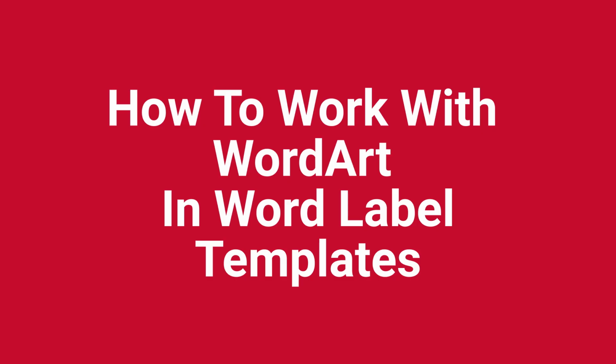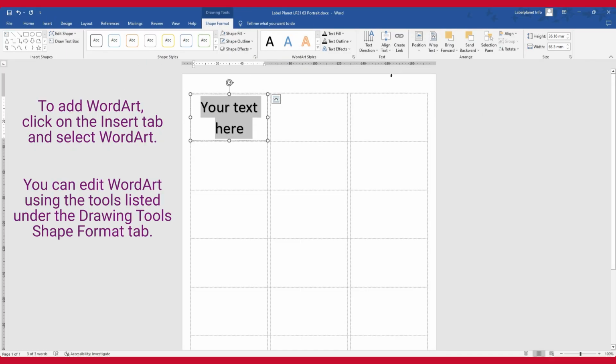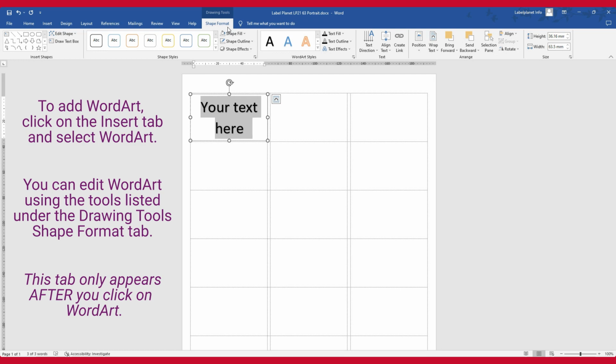How to work with WordArt in Word label templates. To add WordArt, click on the Insert tab and select WordArt. You can edit WordArt using the tools listed under the Drawing Tools Shape Format tab. This tab only appears after you click on WordArt.